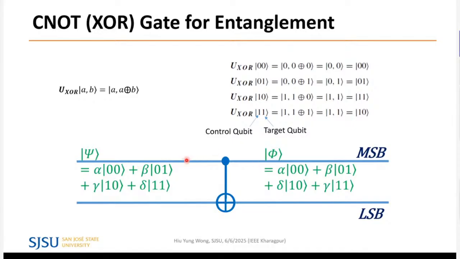But if you have a superposition state, you will see the effect. Basically the effect is to swap the coefficients gamma and delta in this operation. And this is the so-called entanglement gate. This does not create entanglement by itself, but if we add a Hadamard gate, we'll be able to create an entangled state.